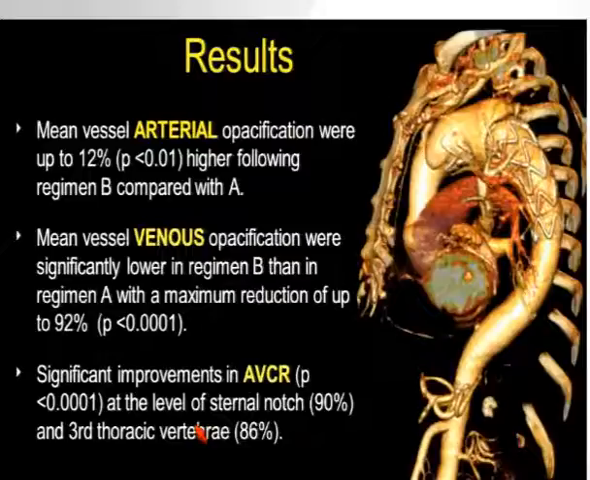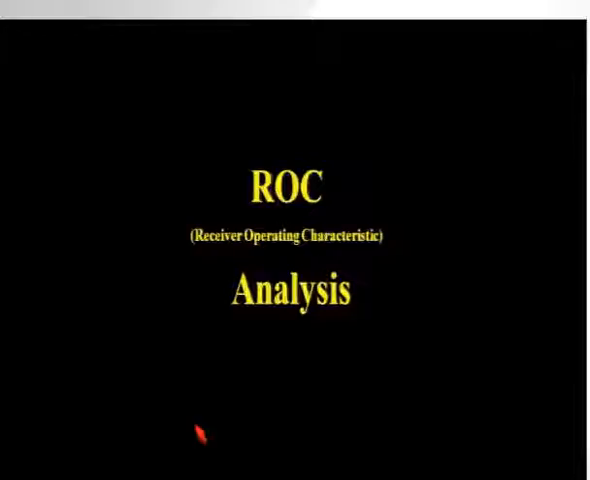So between the two regimens, there was a 12% increase in arterial opacification. There was a 92% reduction in venous opacification in the superior vena cava and the brachiocephalic vein. And the arterial-venous contrast ratio showed at the two different levels 90% and 86%.